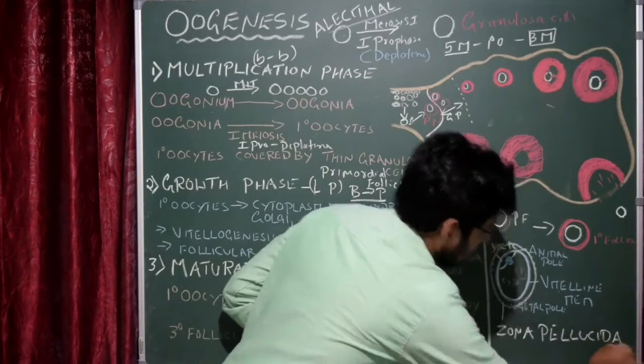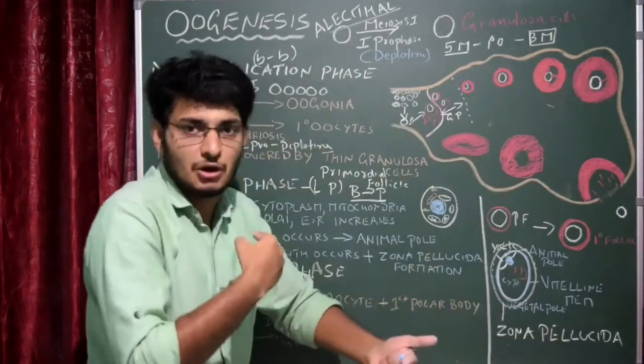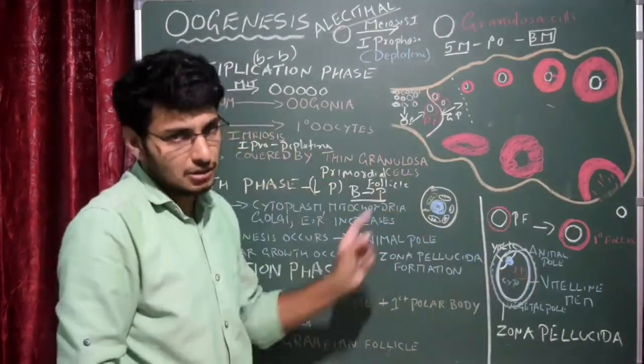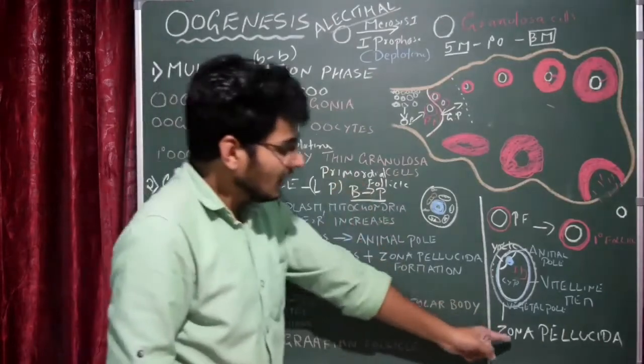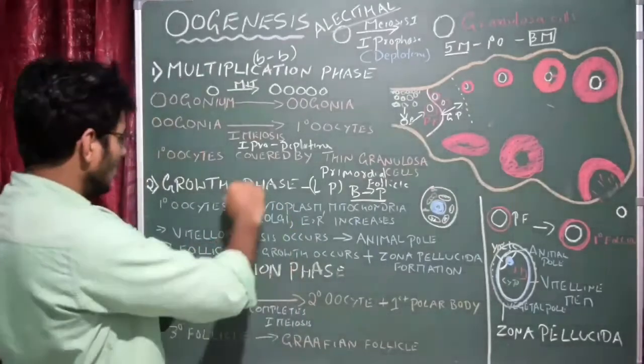Just remember it. Hope this is visible. Zona pellucida formation is initiated. Got it? Please remember, vitelline membrane formation is already completed in the growth phase, but in the same growth phase another layer formation is initiated. So these are the two things to remember. That's all about the growth phase.